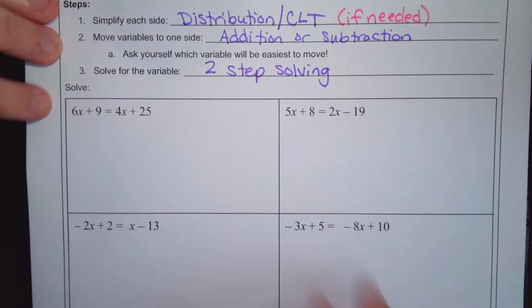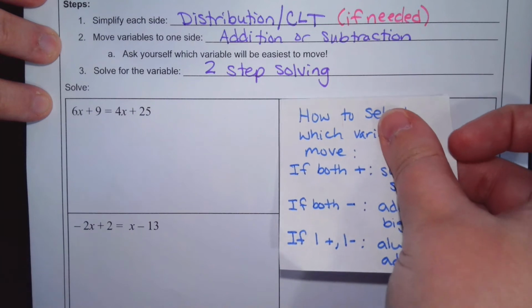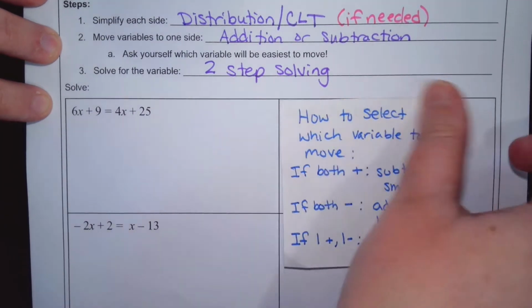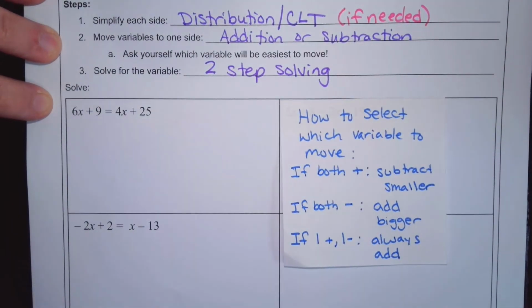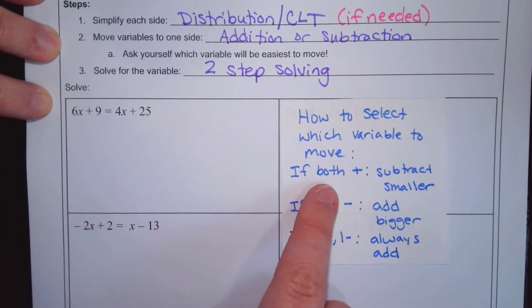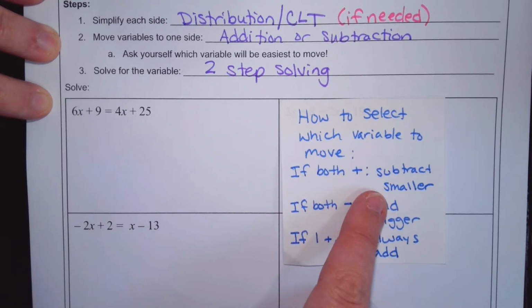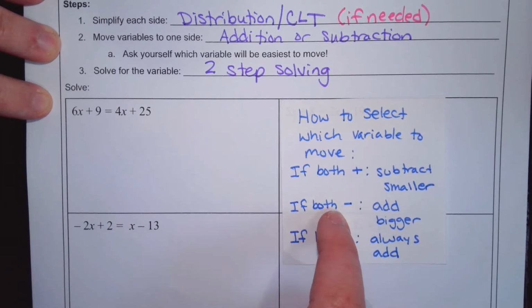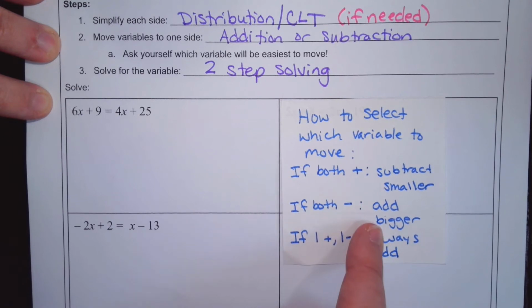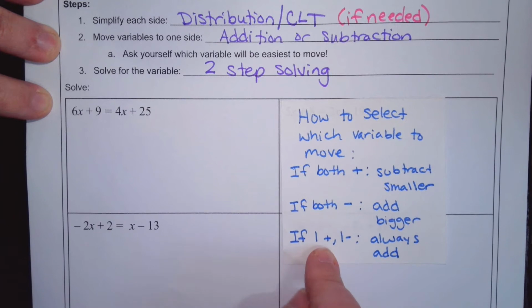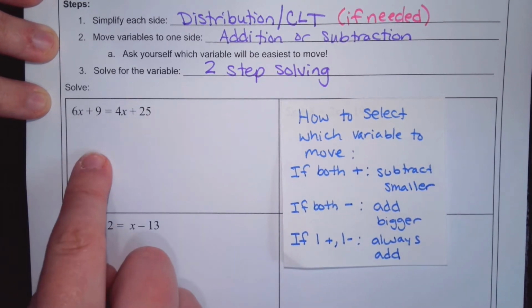All right, so now that we have the steps, we're going to solve. So here are the rules I mentioned that I'm going to be following, on how to select which variable to move. If both variables are positive, we subtract the smaller one. If both variables are negative, then we're going to add the bigger number. And if one is positive and one is negative, we always add.